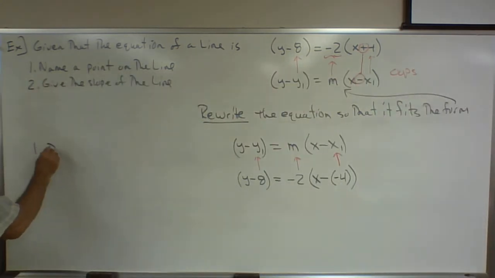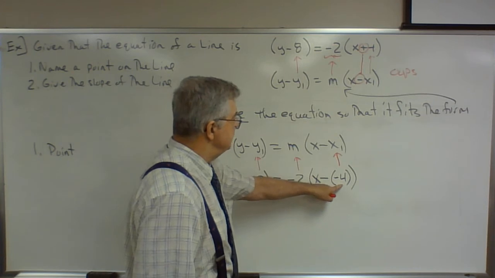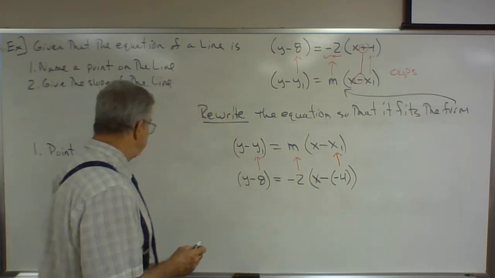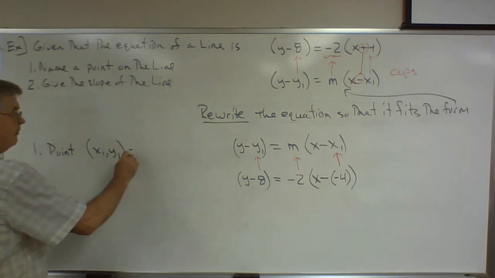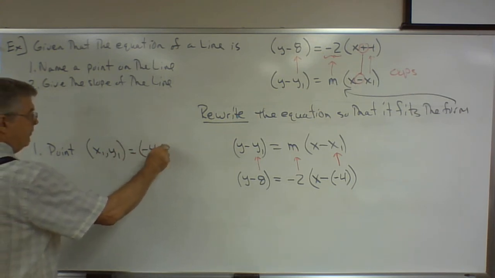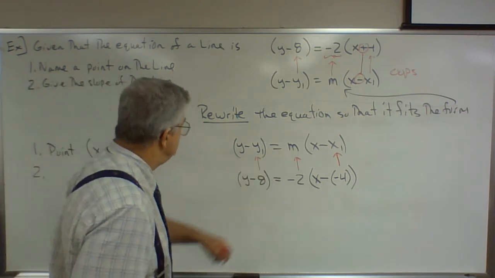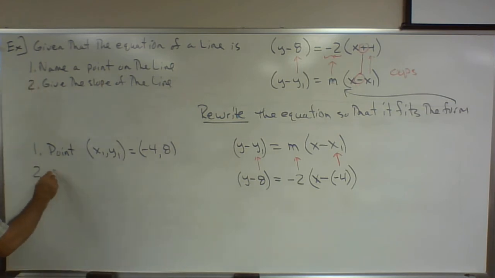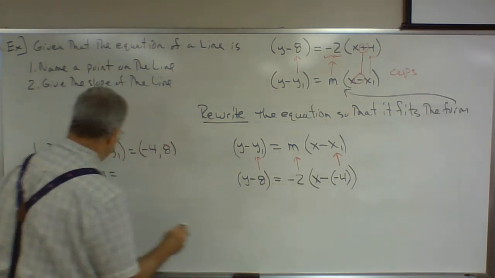So a known point on the line: x1 equals negative 4, y1 equals 8, and the slope m equals negative 2.